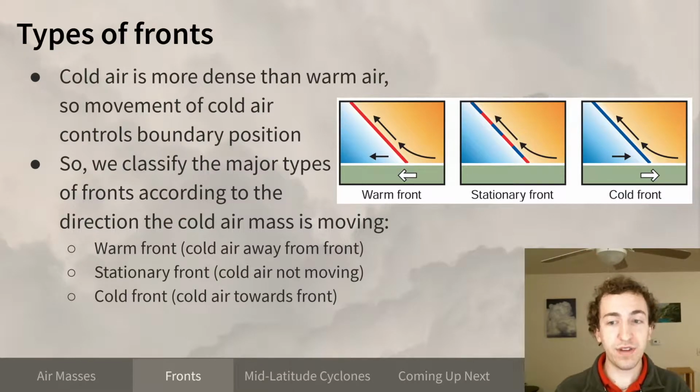If we have the cold air moving away from the boundary, that's what we call a warm front. If the cold air isn't really moving at all, that's a stationary front. And if the cold air is moving toward the front, toward the boundary, that's what we call a cold front.